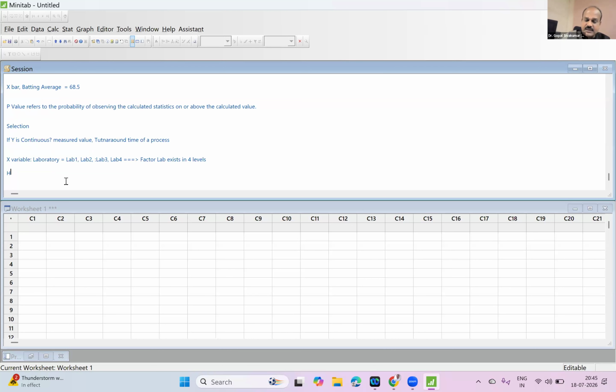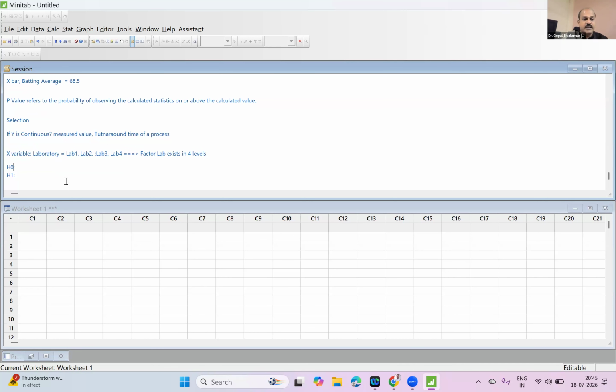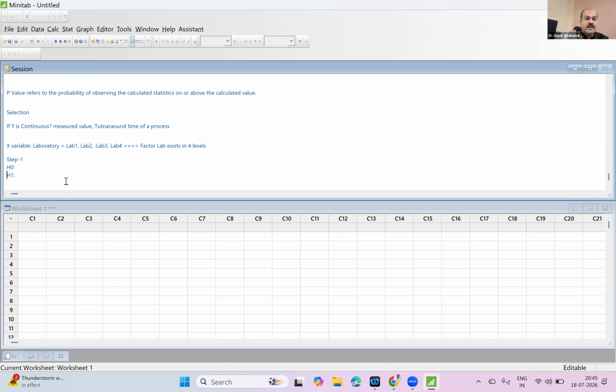What will be the null hypothesis here? Can somebody help me with the null hypothesis? A statement of null and statement of alternate so that we can proceed with step number 1. Tell me, who can help me? What is the null hypothesis here? The laboratory is not critical to turnaround time. Yes or no? Am I correct or not? Or in what other way can I define it?